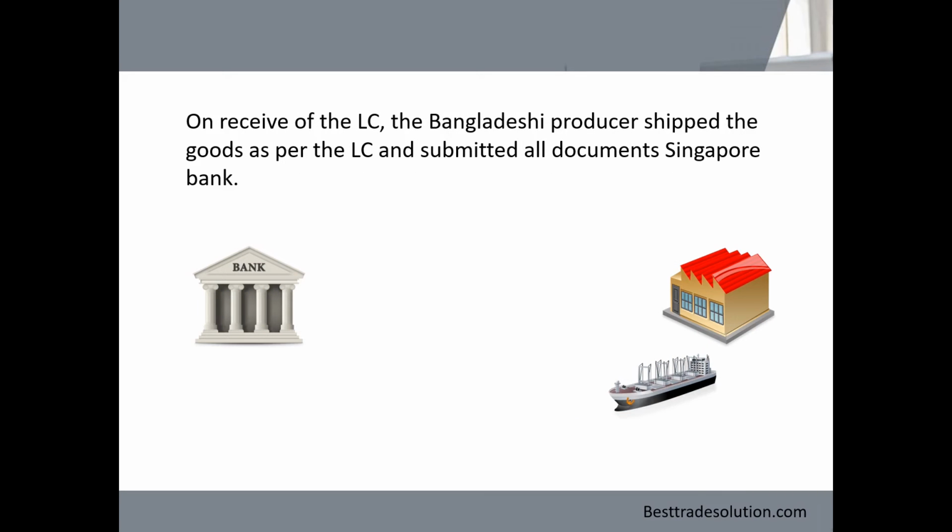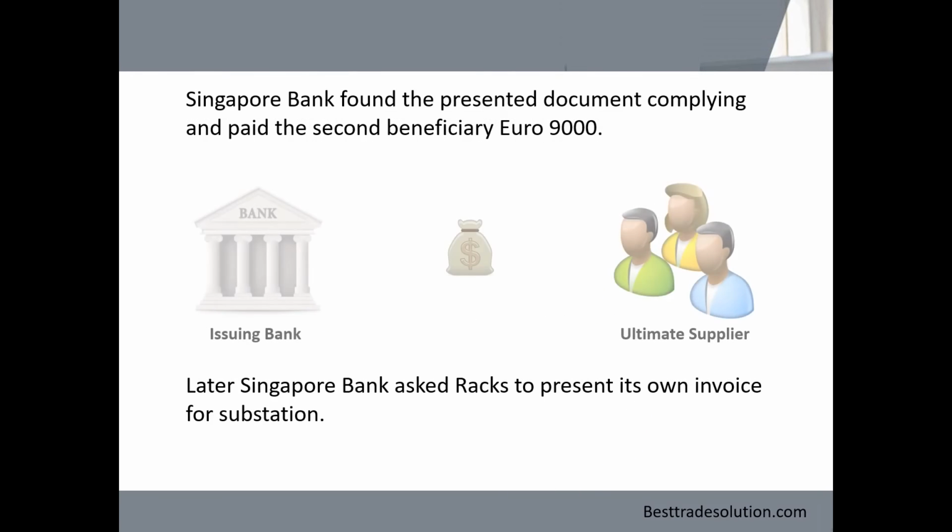On receiving the LC, the Bangladeshi producer shipped the goods as per the LC and submitted all documents to Singapore Bank. Singapore Bank found the presented documents complying and paid the second beneficiary €9,000. Later, Singapore Bank asked Racks to present its own invoice for substitution.